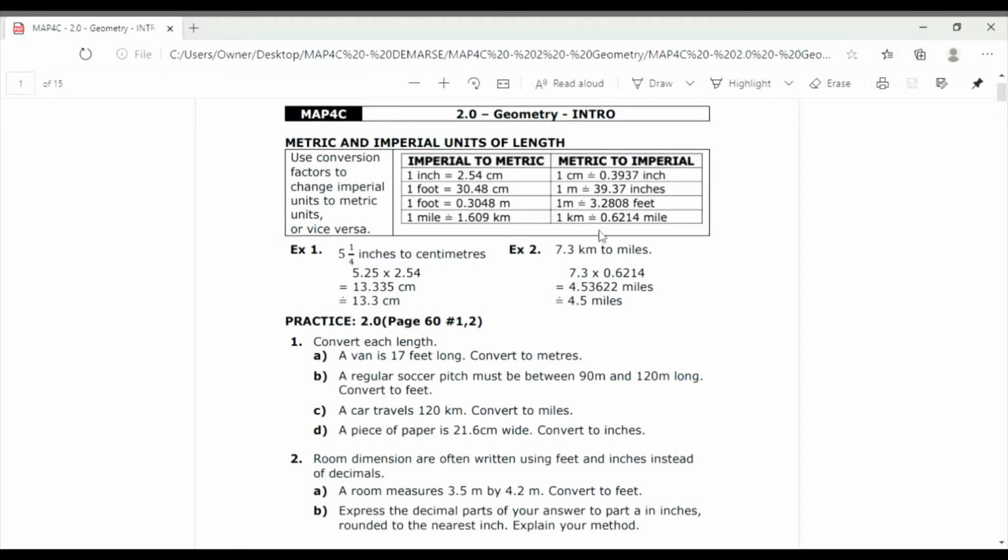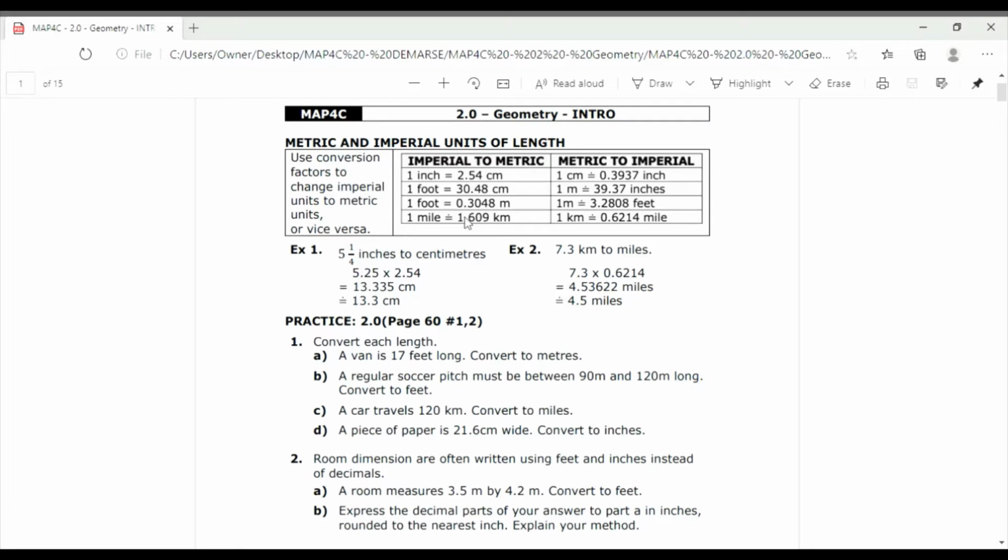Example 2. Convert 7.3 kilometers to miles. Find our conversion factor from kilometers to miles. And 1 kilometer is equal to 0.6214 miles, right here. So whatever unit we're given, in this case we're given the information on kilometers, in the table make sure that's the unit with the 1 beside it.